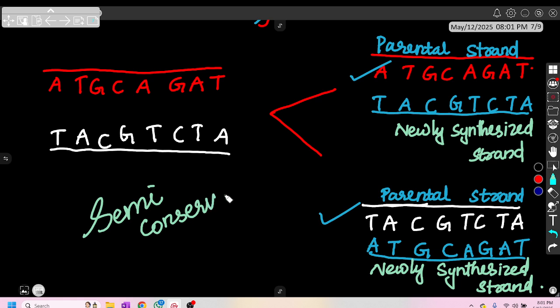Why is DNA replication semi-conservative? Because in a newly formed DNA, one strand will be from the parent, that is, the parental strand, and the other strand will be a newly synthesized strand. As one strand is from the parent, it is semi-conservative. If both the strands were from the parent itself, it could be called fully conservative, right? But here only one strand is from the parent, and it is called semi-conservative replication. The experimental proof for semi-conservative replication is the Meselson-Stahl experiment, and we will discuss this experiment in our next class. Thank you.